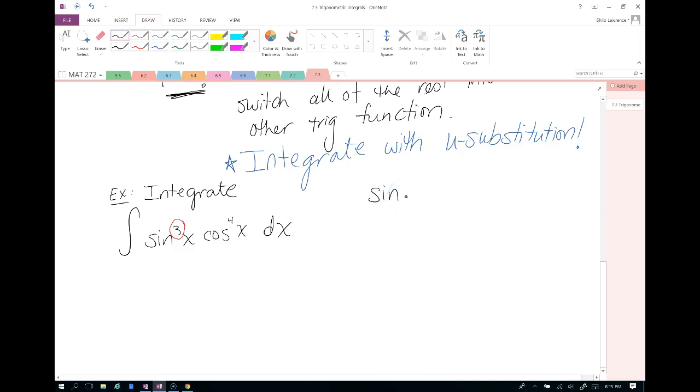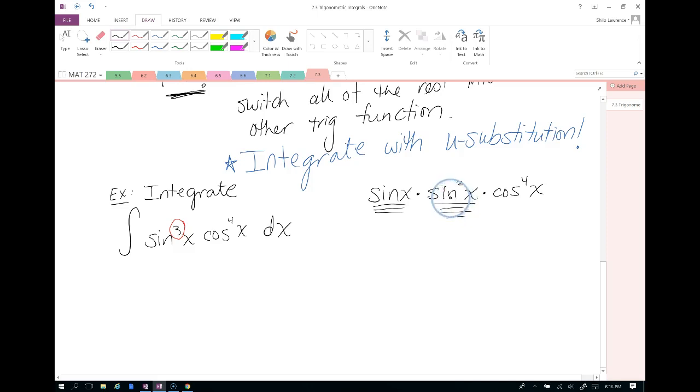I'm going to break apart my sine cubed into just a single sine and a sine squared. That still is sine cubed, but it's going to be a lot more user-friendly for what we need to do here. So we're going to keep one of them, and we are going to switch the rest of them over into our other function using the Pythagorean identity.